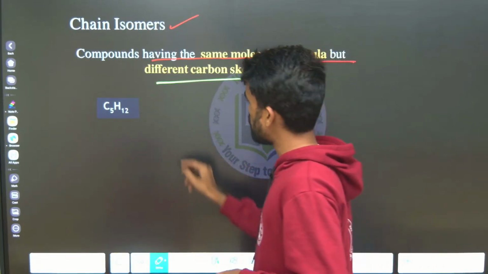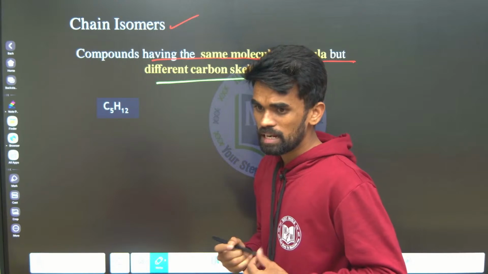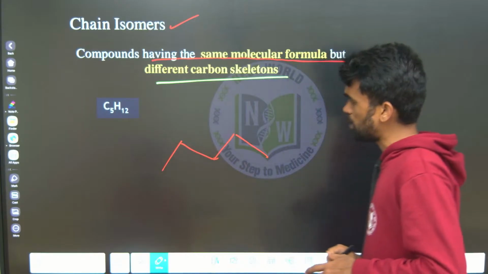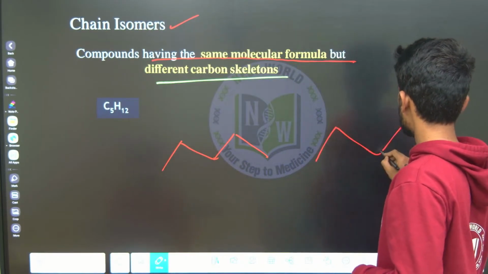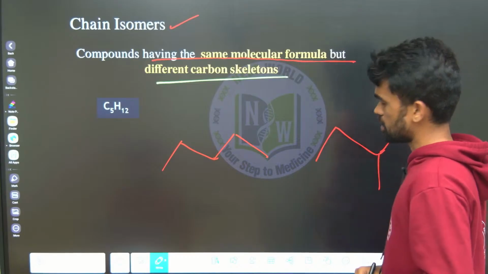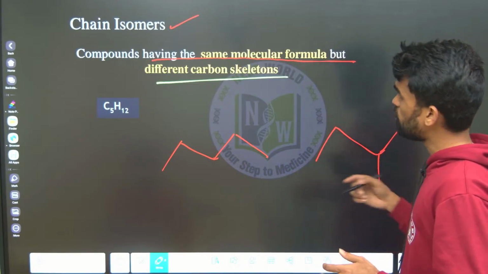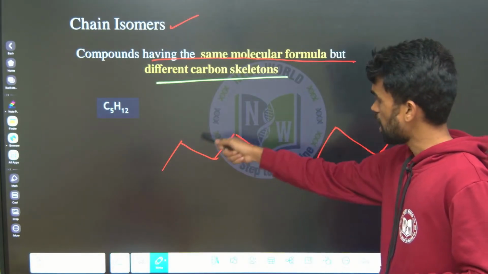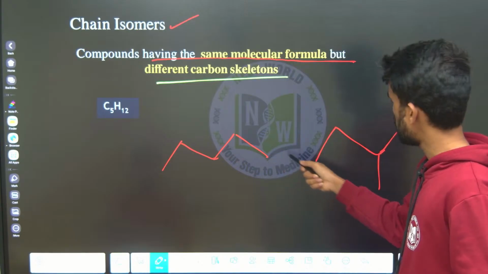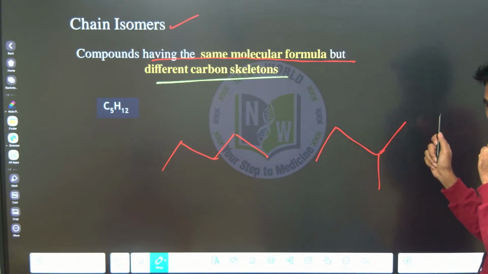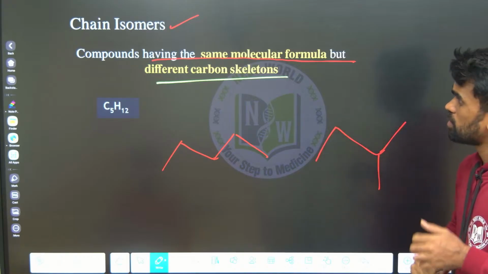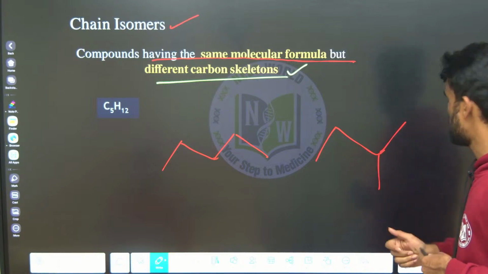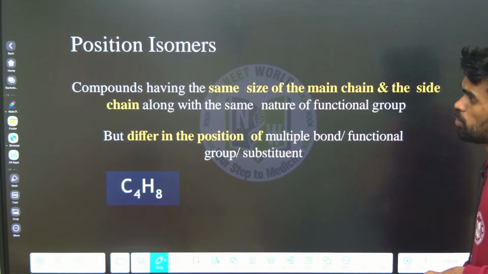For example, C5H12. Is it alkane or alkene? Alkane, CnH2n+2. So this is n-pentane, and writing like this, isopentane. How do they differ? They differ in their parent chain. One has a 5-carbon long parent chain, here it has only 4. So they differ in the carbon skeleton. This is chain isomerism.